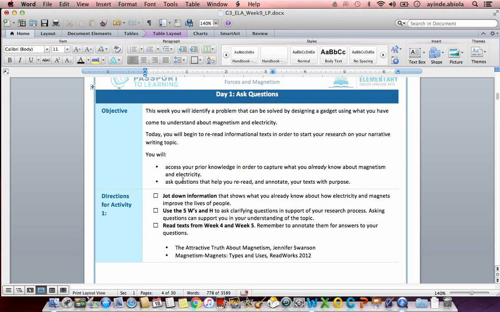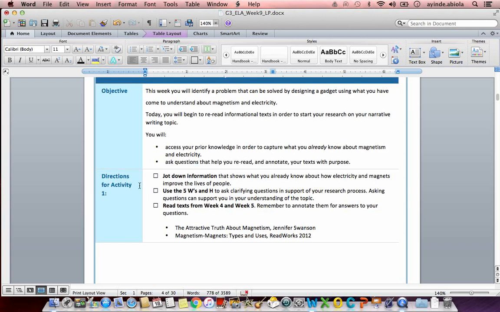You will access your prior knowledge in order to capture what you already know about magnetism and electricity. Ask questions that help you reread and annotate your text with purpose. Here, it's just saying that we're going to read text over again and gather information, and we'll read and annotate the text as we go along, okay?